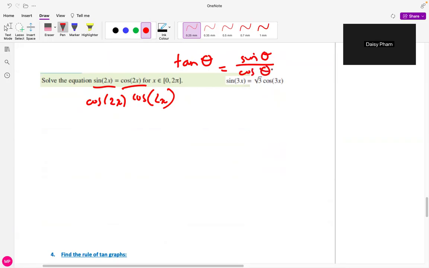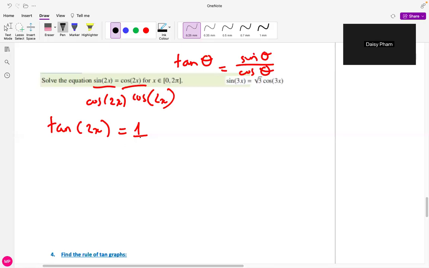So when we see the equation has sine and cos, we convert to tan by dividing by cos on both sides. So sine 2x divided by cos 2x, we have tan 2x on the left-hand side. Then we have cos 2x divided by cos 2x, which gives you 1. And this goes back to a normal equation. You can just solve it.